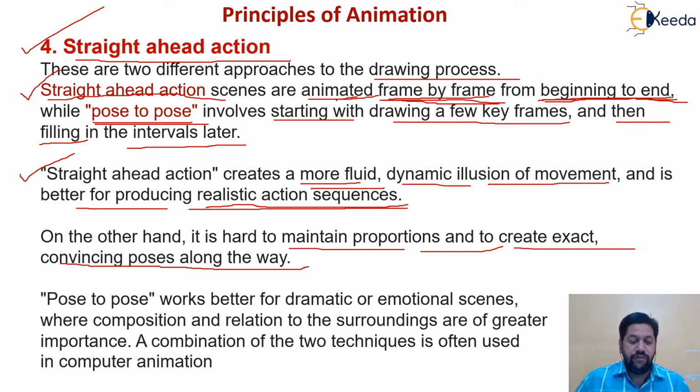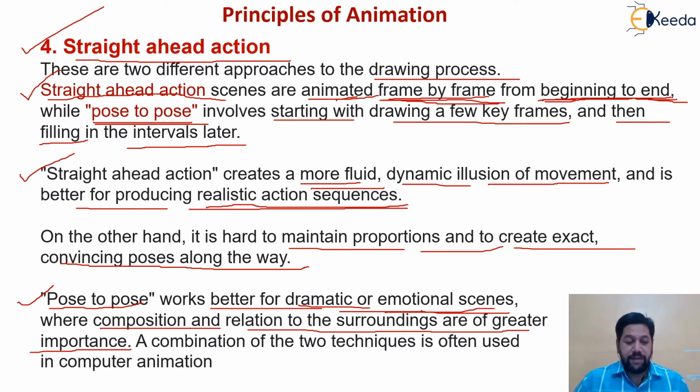Now we are considering where pose to pose is applicable and useful. Pose to pose works better for dramatic or emotional scenes where the composition and relation to the surroundings are of greater importance. It means pose to pose will work for dramatic or emotional scenes, and I will not show all the frames. But if I want to show some action, it is better to go for straight ahead action. So generally in my animation, I use a combination of the two techniques.